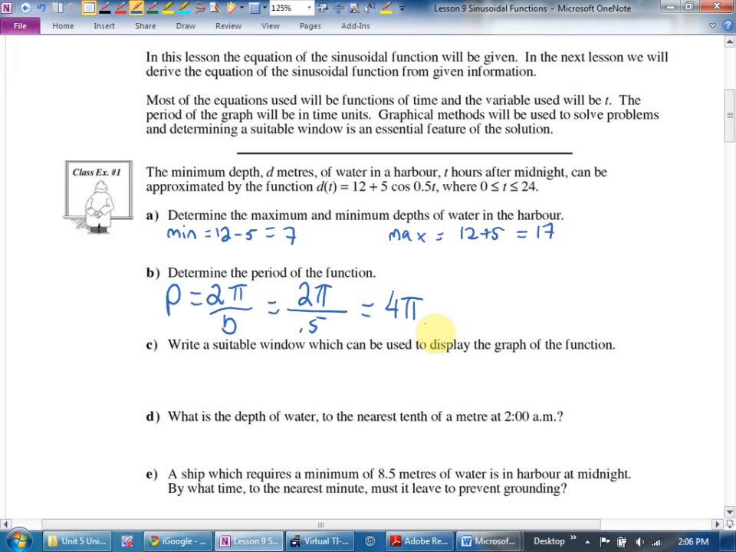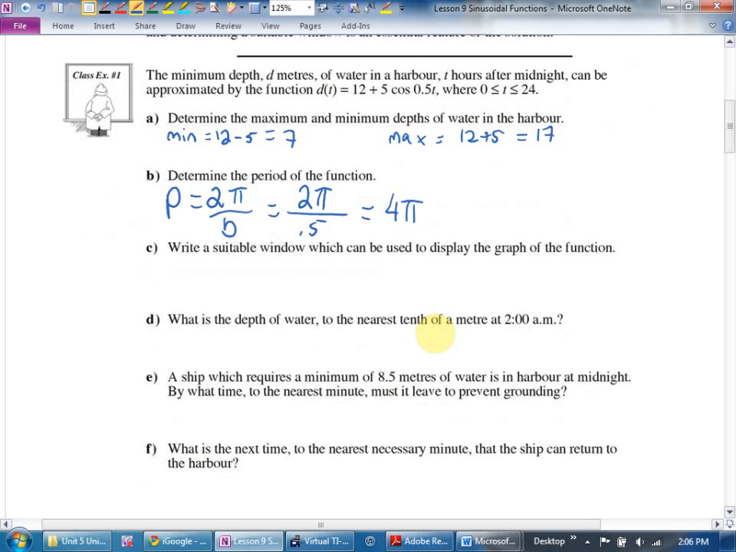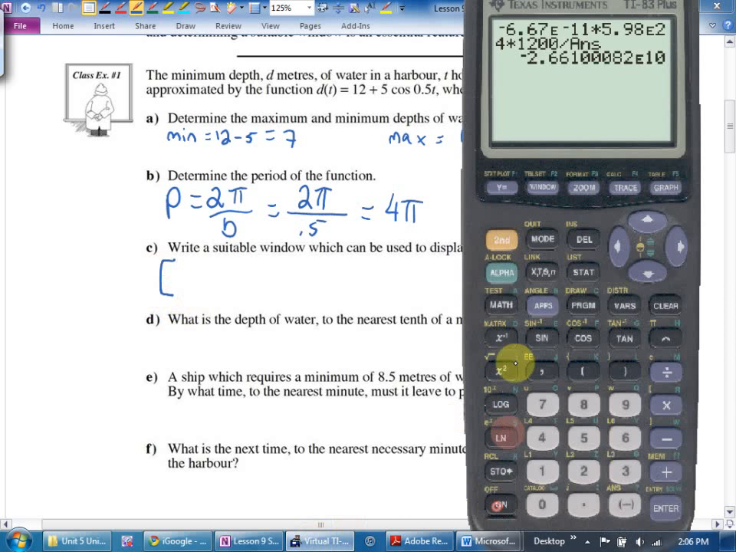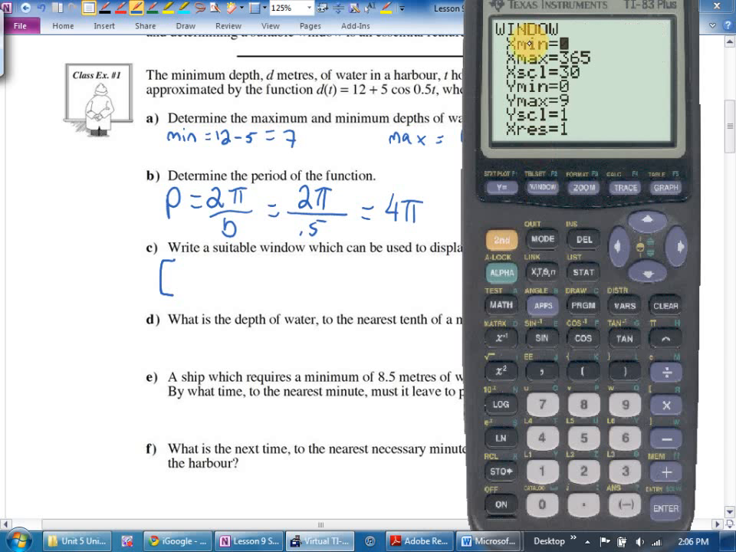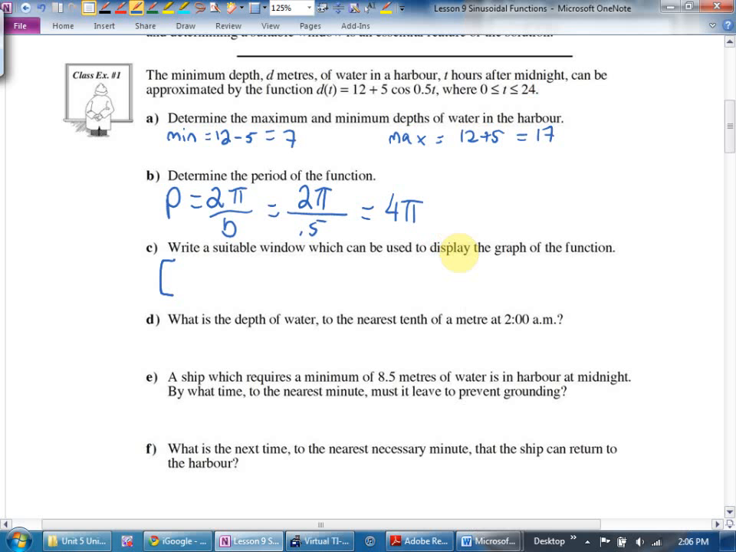Part C says, write a suitable window which can be used to display the graph of the function. Here's how we're going to show that we're writing a window. We're going to use a square bracket, sort of like the edge of a window. And what we're filling in are good values for x-min, x-max, scale, y-min, y-max, scale. So let's think about this. This is my x variable right there, but what is it really measuring according to this question? What does the t stand for? Time. Time in what? And how long?